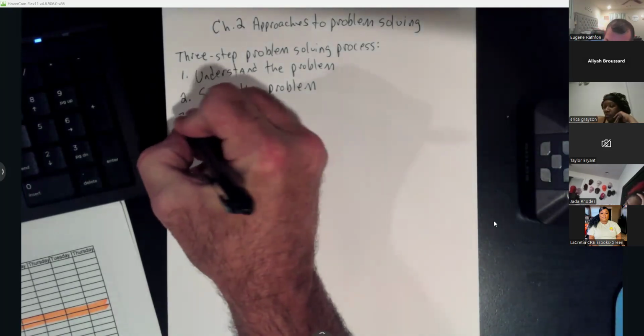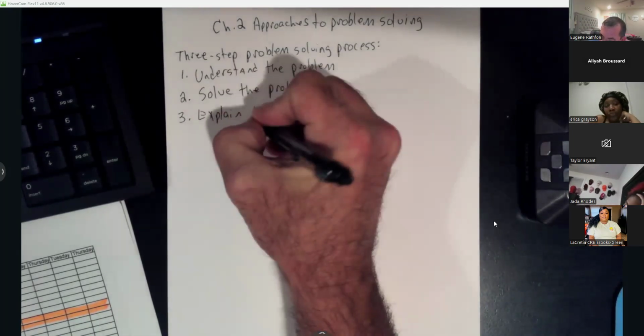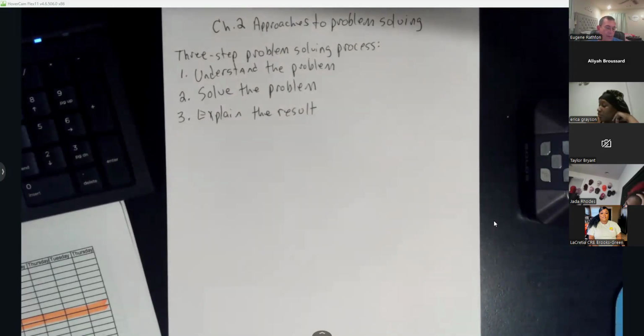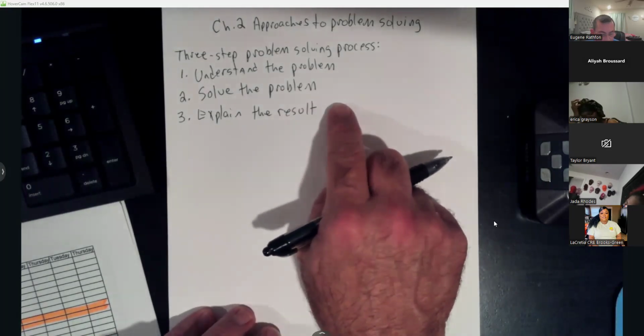And y'all, the third step, explain the result. So, does it make sense? Identify and understand any potential sources of uncertainty in your result. And write your solution clearly and concisely. All right, y'all. So, our three-step problem solving process.